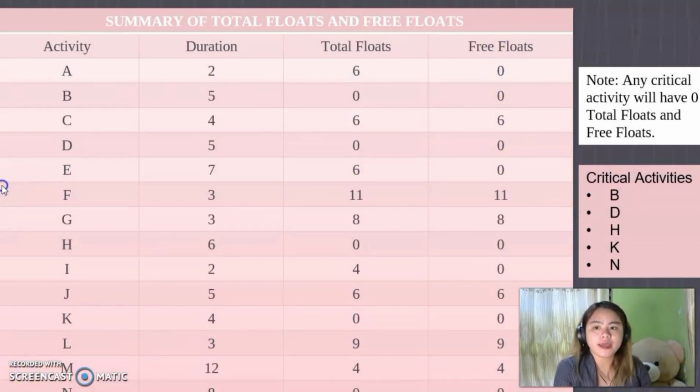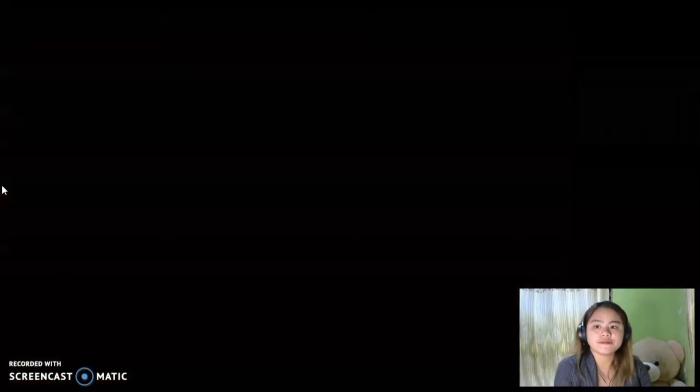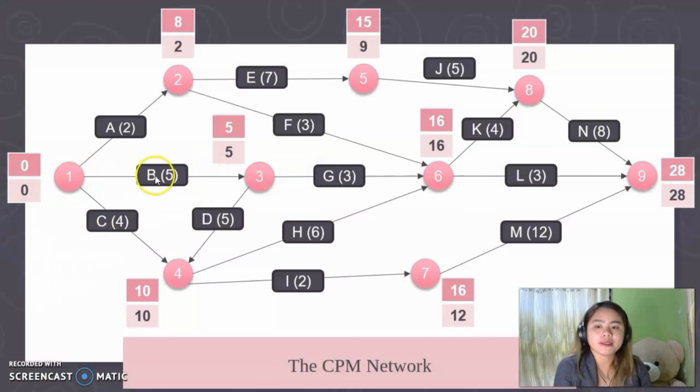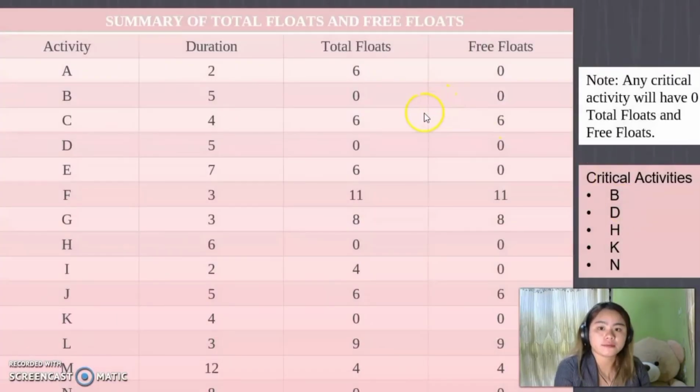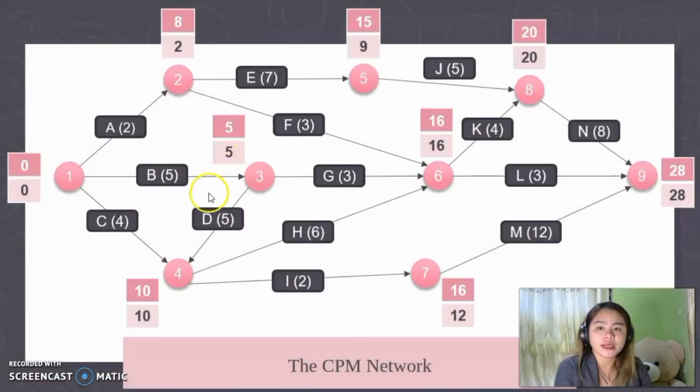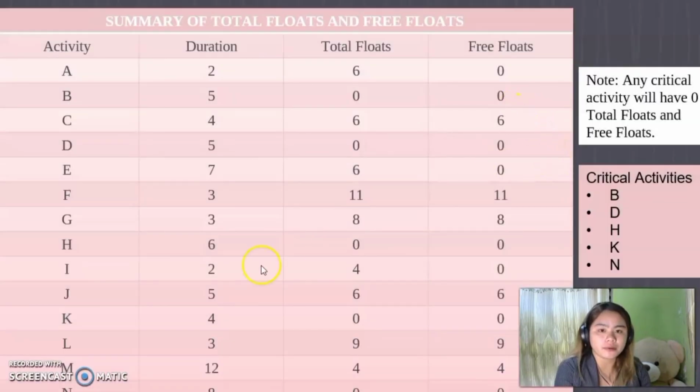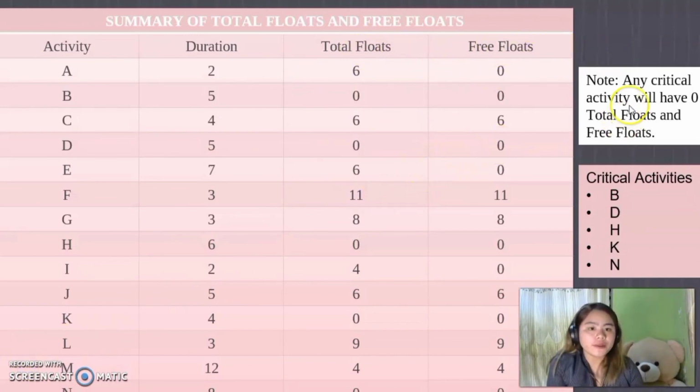In the same way, in activity B, 5 minus 0 minus 5 is equal to 0, and the free float is 5 minus 0 minus 5, equal to 0. So that's how to compute the total floats and free floats. Take note that any critical activity will have 0 total float and free float.